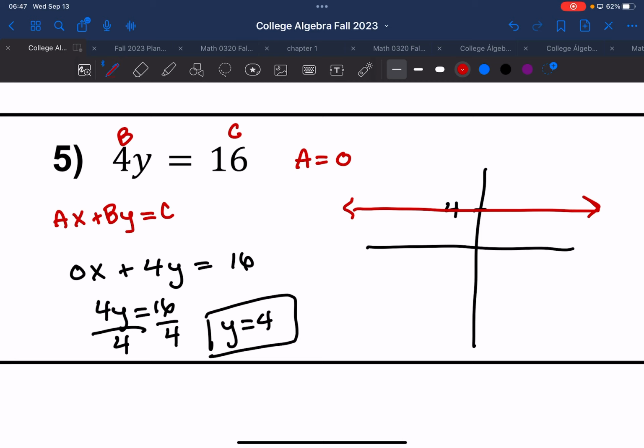So we know that vertical lines have an undefined slope. What is the slope of a horizontal line? It's 0, because this is a flat surface, which means it does not have a slope. So our slope would be 0.